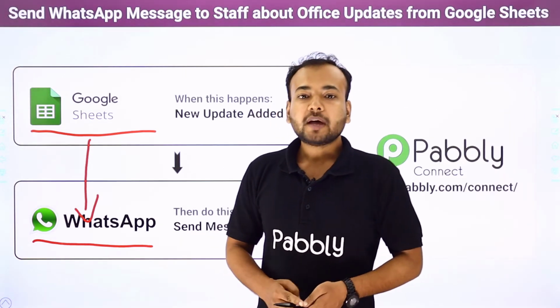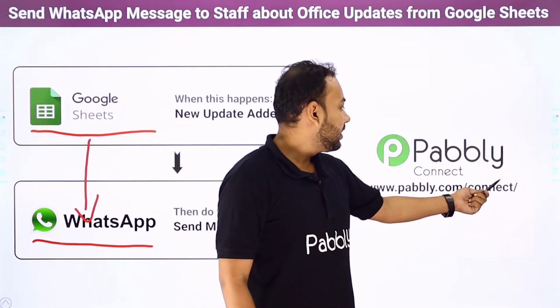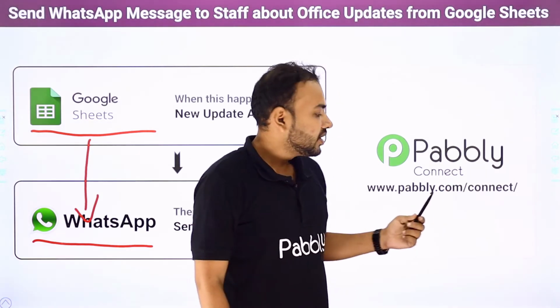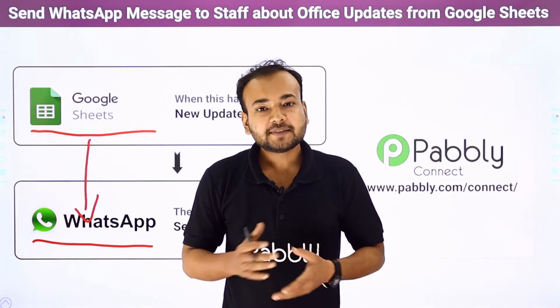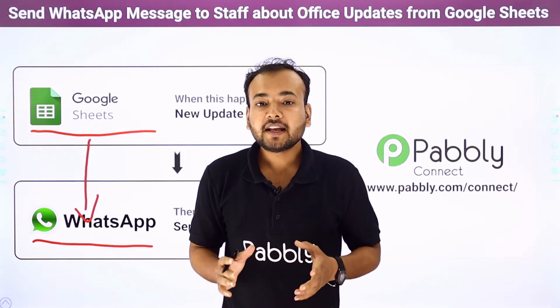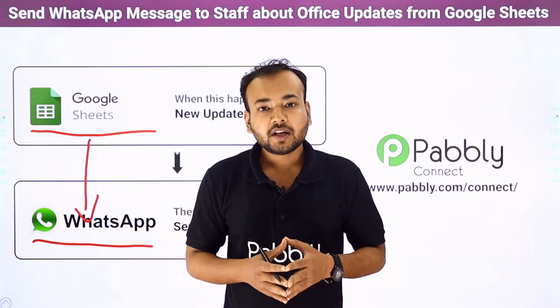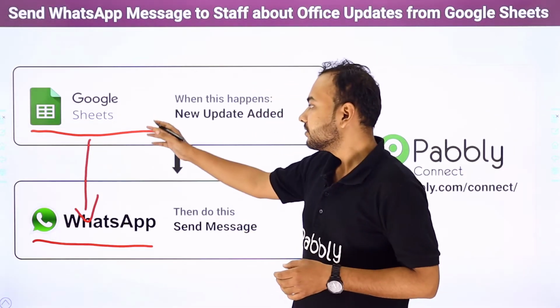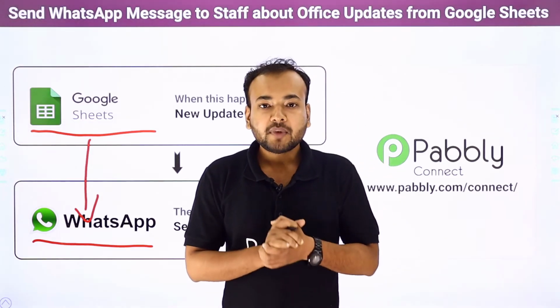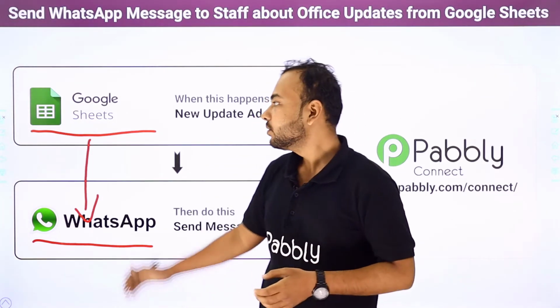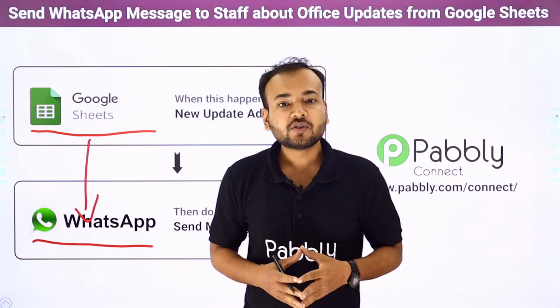So to connect these two applications, I am using a software called Pabbly Connect. Pabbly Connect is an automation and integration software, and the best part is that you will not require any coding skills or programming knowledge to make this connection between Google Sheets and WhatsApp. Now let me give you a demo on my screen of how this connection is going to work in real time.